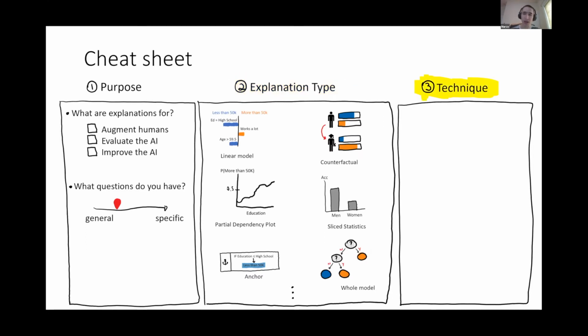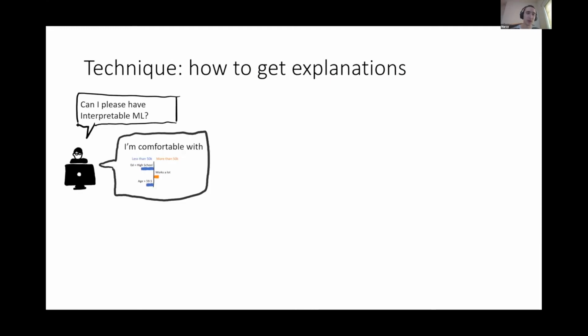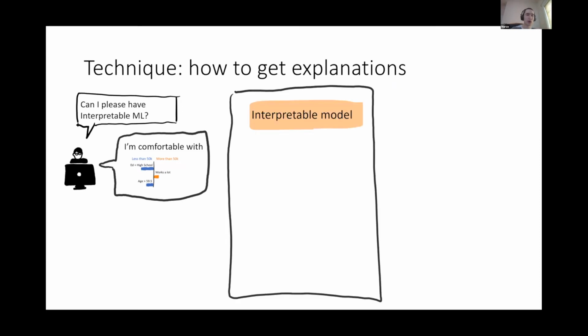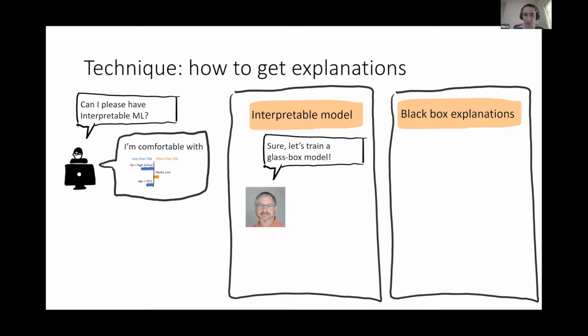Lastly, I want to talk about how you get this explanation, so technique. So let's say that you want to interpret machine learning and you want a local linear explanation. How do you get that? There's basically two camps. Of course, it's not as black and white as this, but there are basically two camps. One is to say, let's use interpretable or glass box models. Another one is saying, let's use black box explanations.